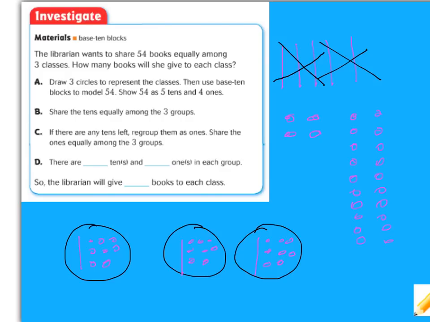Each group now has 10, 11, 12, 13, 14, 15, 16, 17, 18 books. So, it says here there is 1 10 and 8 1s in each group. So the librarian will give 18 books to each class. Please pause the video and copy this down.